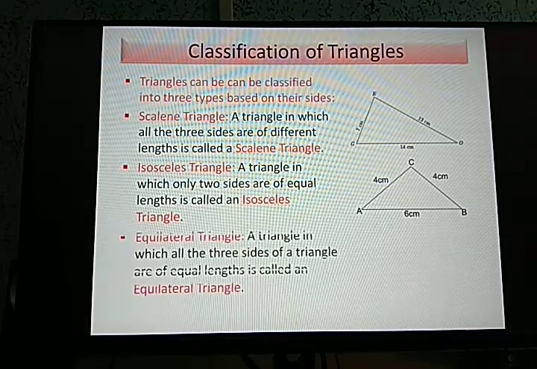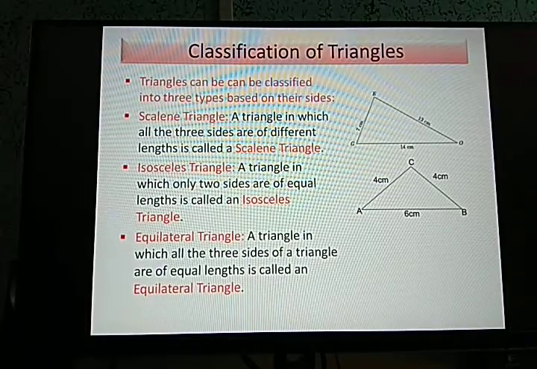Next one is equilateral triangle. A triangle in which all the three sides of the triangle are of equal lengths is called an equilateral triangle.